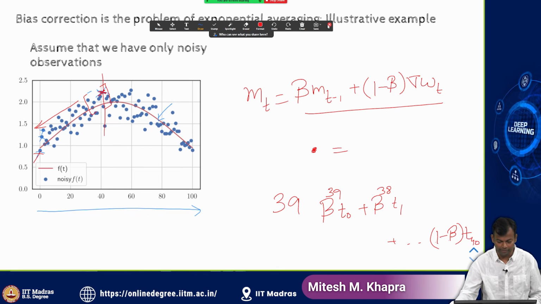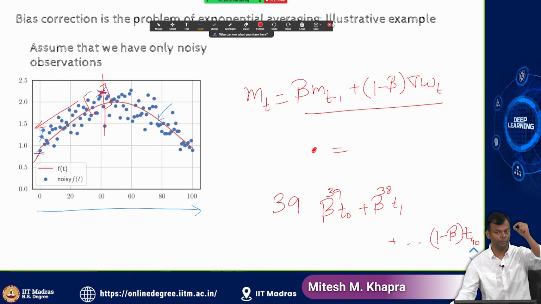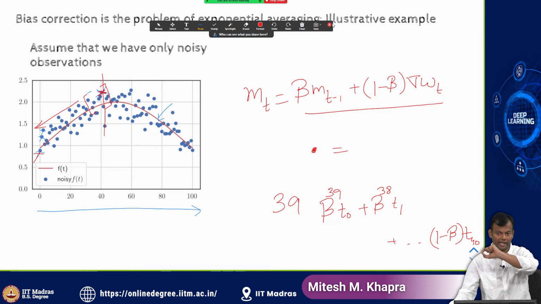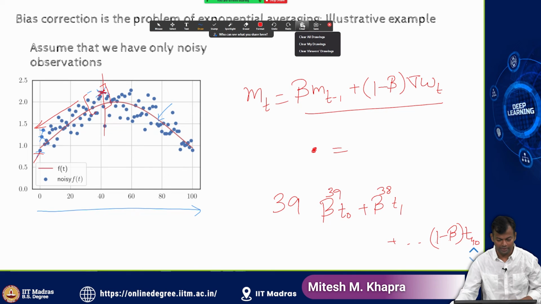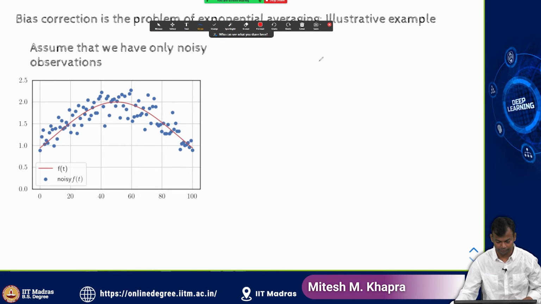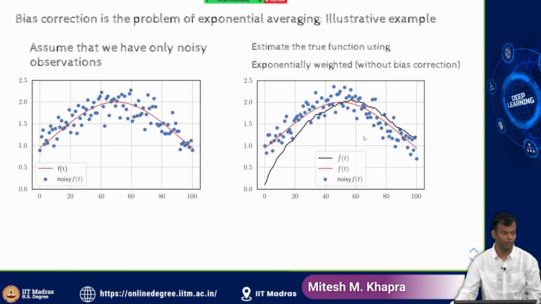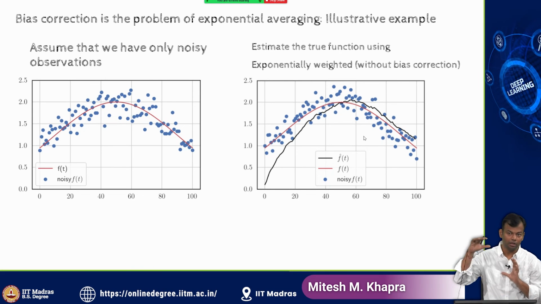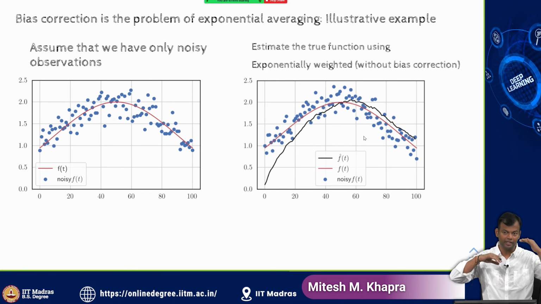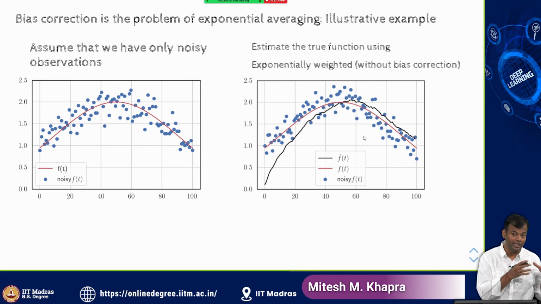So let's see if I plot that. Now for each of these blue points, I could compute the new exponentially weighted value, and then I can plot that. So let me see what happens if I plot that. This is what happens if I plot that without the bias correction. You can see that my black curve is now a bit farther away from the red curve, at least during the initial time steps.